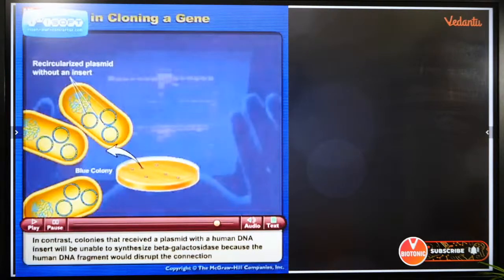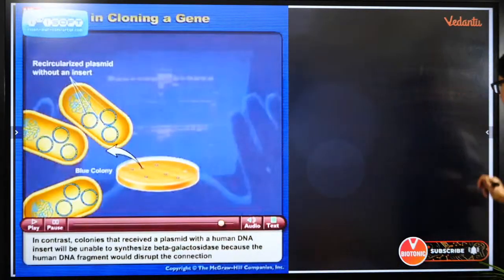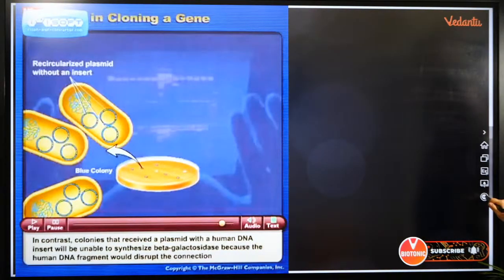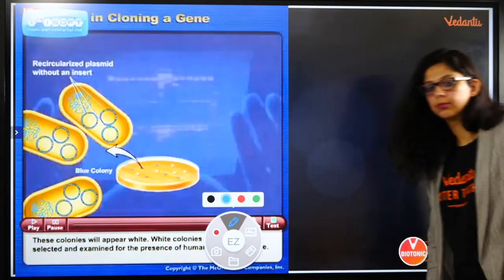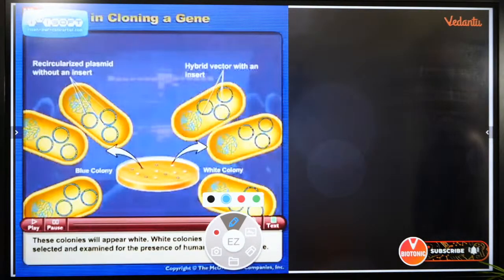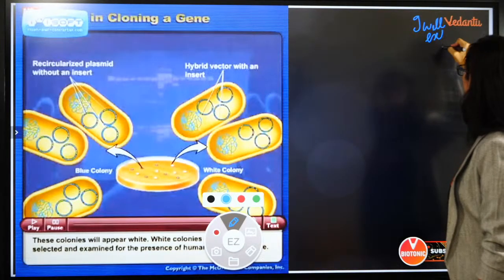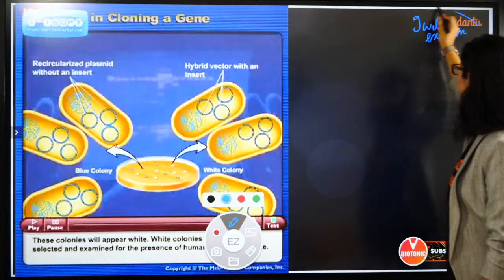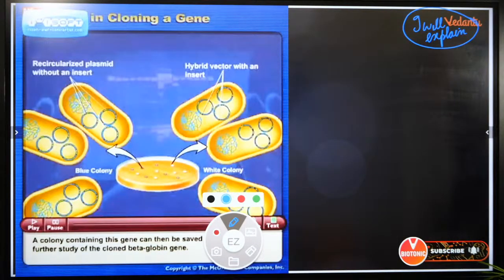In contrast, colonies that received a plasmid with a human DNA insert will be unable to synthesize beta-galactosidase because the human DNA fragment would disrupt the connection between the LAC-Z gene and its promoter. These colonies will appear white. White colonies can then be selected and examined for the presence of the human beta-globin gene. A colony containing this gene can then be saved and grown for further study of the cloned beta-globin gene.